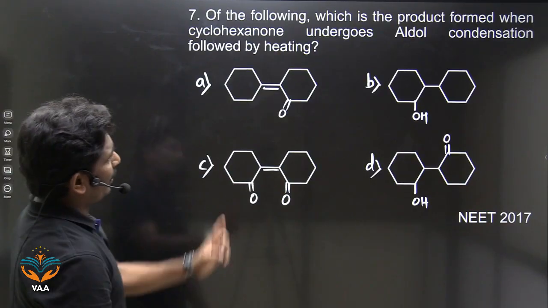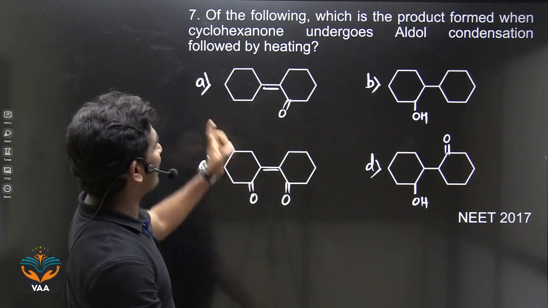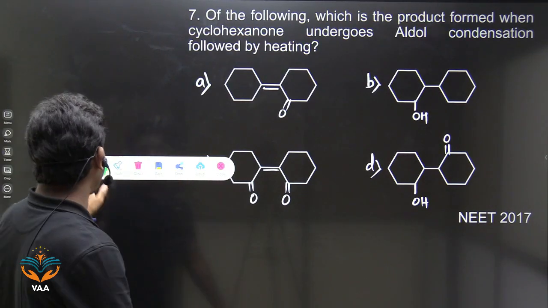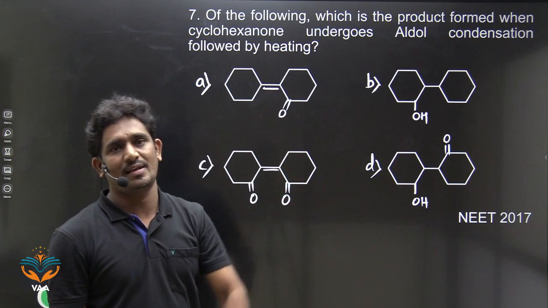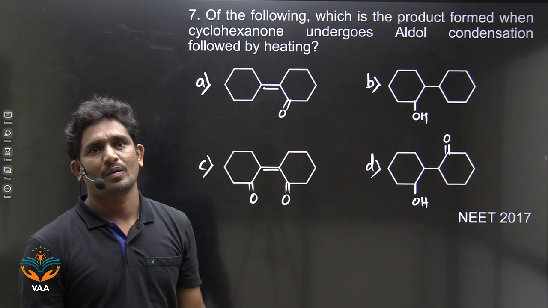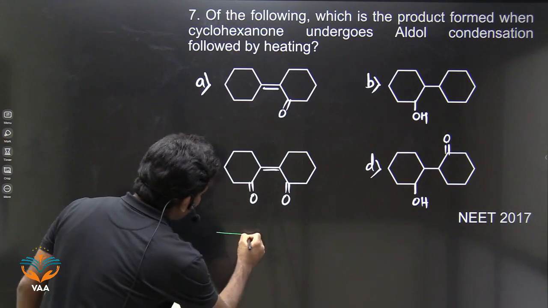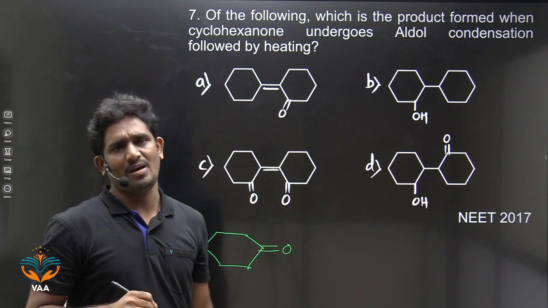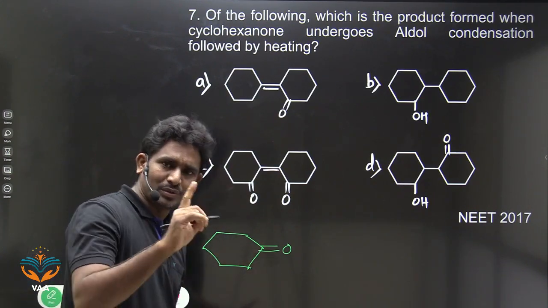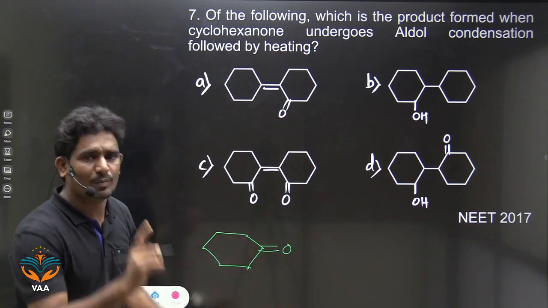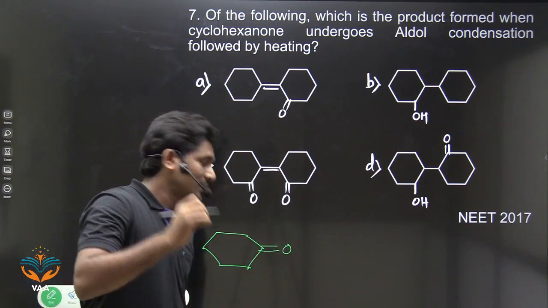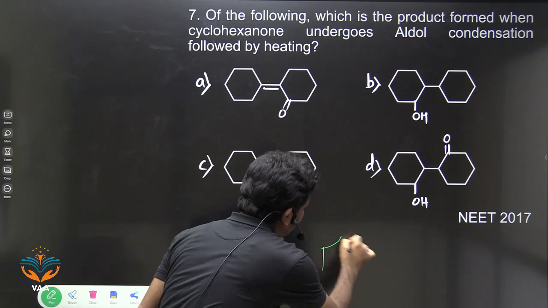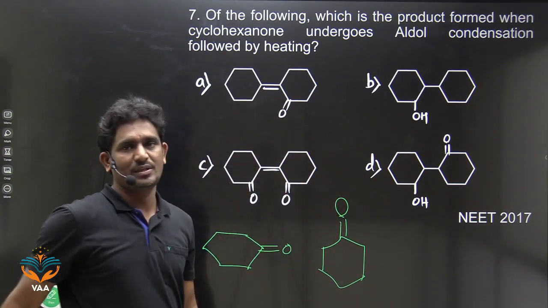Next one. Of the following, which is the product formed when cyclohexanone undergoes aldol condensation reaction? Look, in aldol condensation, another very important reaction came. So what is given? Cyclohexanone. Now I'm going to tell you the shortcut to write the product in less time. Take one molecule in a horizontal way, C double bond O, and write one more C double bond O in a vertical way like this.